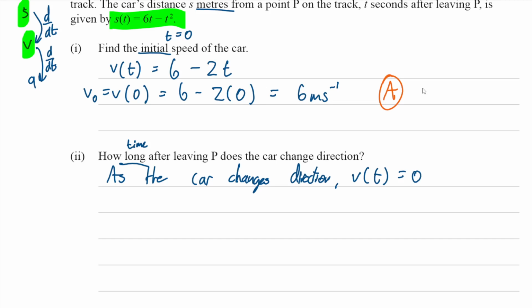So we know the speed equation is 6 - 2t, so we will equate that to 0. In doing so, adding 2t to both sides and dividing both sides by 2, the time would be 3 seconds when the car is changing direction, when it's momentarily still.